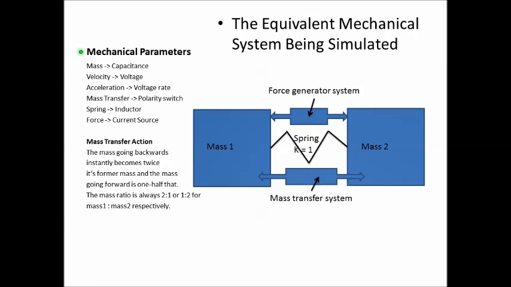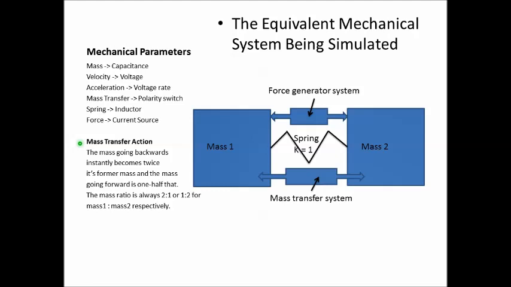They are: mass is equivalent to capacitance. Velocity is equivalent to voltage. Acceleration is equivalent to the voltage rate of change. Mass transfer action is equivalent to a capacitance value changing when the polarity of the voltage on it changes. The spring is equivalent to the inductor, and the force generator has as its equivalent the current source. The mass transfer action is the inertial bias that modulates the motion in the system.